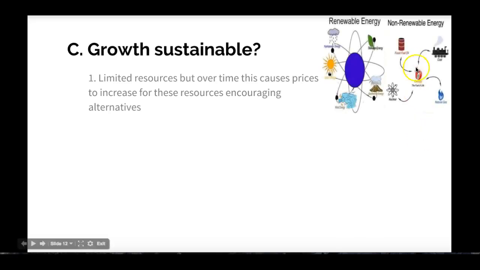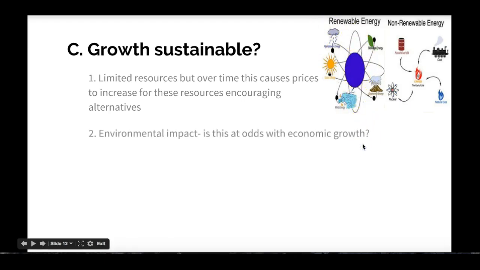So, renewable versus non-renewable energy. This is looking at all of our non-renewable energy, fossil fuels, coal, natural gas, nuclear, versus hydropower, solar energy, geothermal, wind, all of those things that are renewable. So when these start to run out and the price of these goes up, we're going to be much more likely, and much more incentivized, to look into those renewable energies.